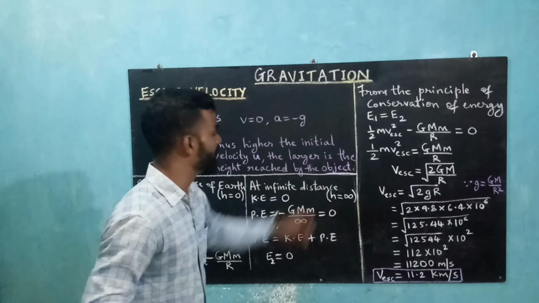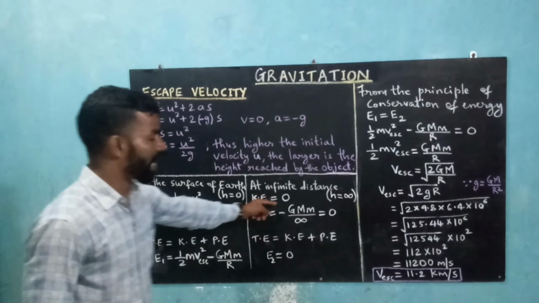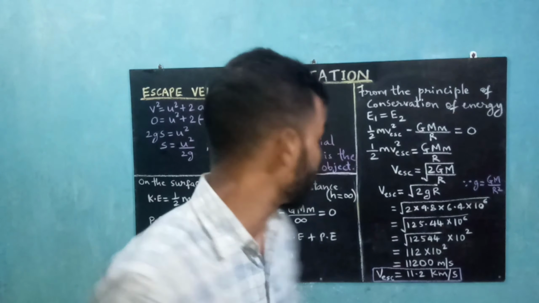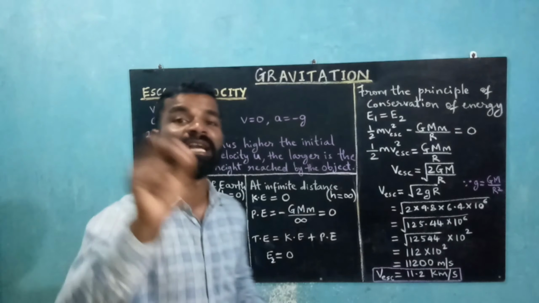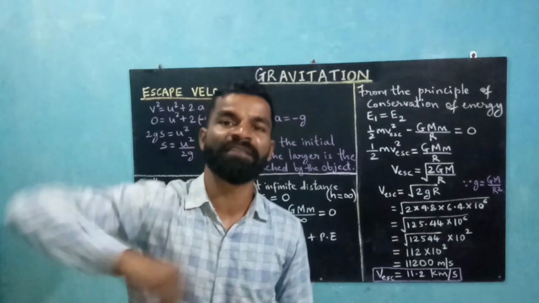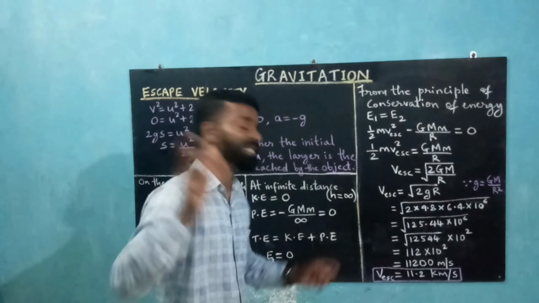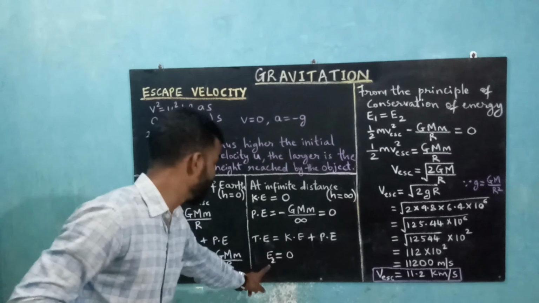Now at infinite distance h will be infinity. So kinetic energy will be equal to 0 because the object is at rest at infinite distance, and then potential energy is equal to minus GMm divided by r plus h, but h is infinity, so r plus h is also infinity, so anything divided by infinity is equal to 0. So 0 plus 0 will be the total energy E2.